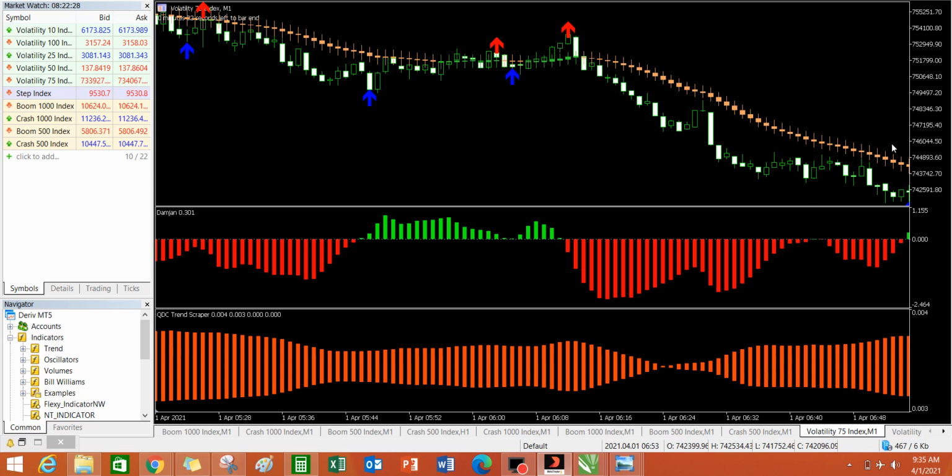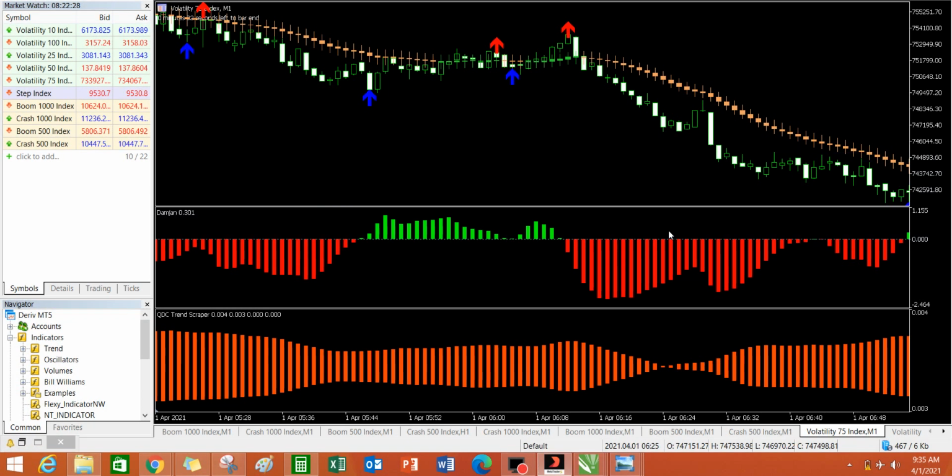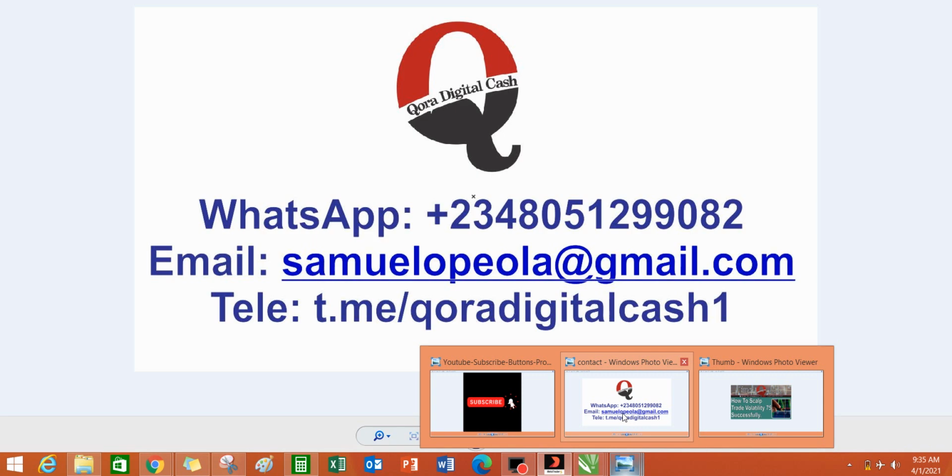So I want you to practice this on your demo account. If you are having this set up, kindly set it up on your demo account and practice it for a whole day, and let's see what you are able to make with it. You can send your screenshots to me, you can send questions to me on WhatsApp, and I will gladly reply you as soon as I get them.